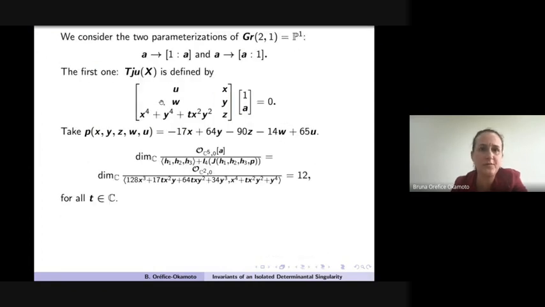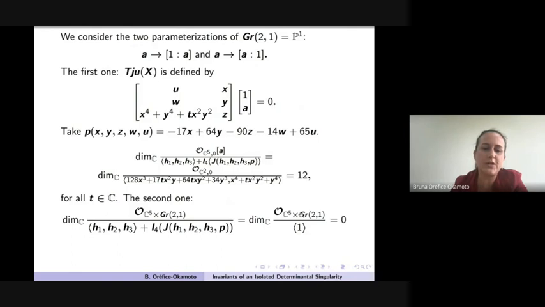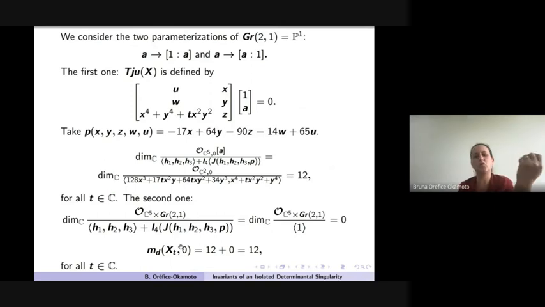So I will do the same thing. I consider two parameterizations, (1:a) and (a:1). In the first, the Teissier transform is given this way. I just make the product here. I took this P, and then the dimension of this space here, which I calculated with Singular, is equal to 12. On the other parameterization, I consider it local, and the dimension is equal to 0. And then the polar multiplicity is equal to 12.